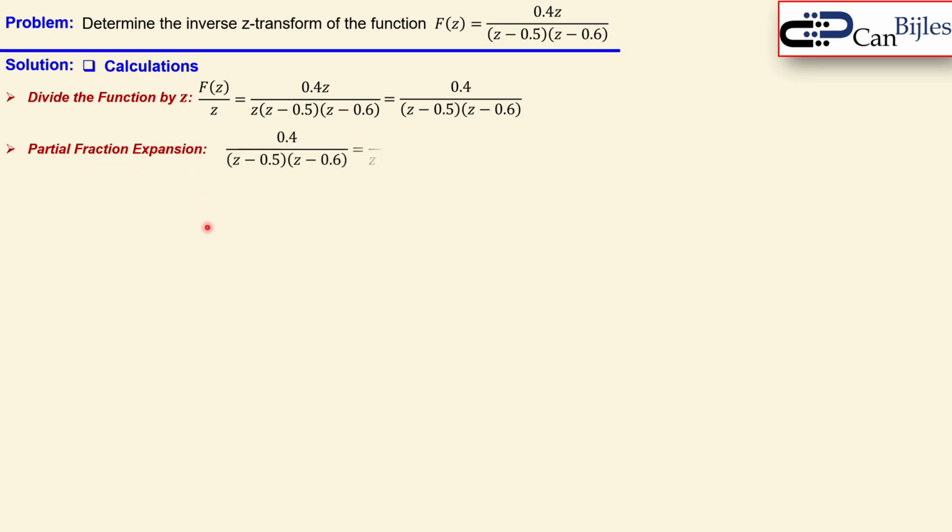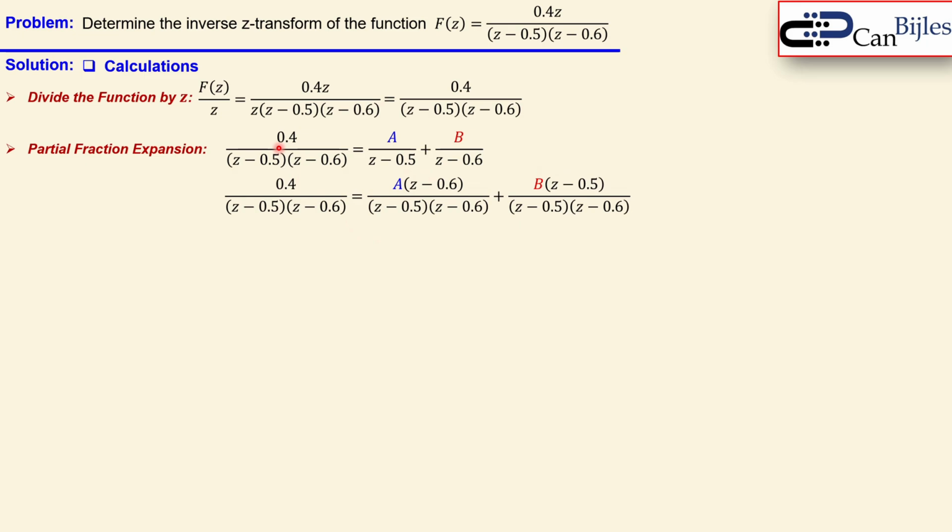Now, that goes like so. We expand this in two parts, so we divide it in two fractions, a summation of those two. We put the z minus 0.5 here and a z minus 0.6 here. In order to do that, you need to have your expression already in this factorization form. If you have it in the polynomial form, you need to convert that. Okay, and then what? Now we need to determine the constants A and B. If we know those, we can then determine the inverse later using the z-transform table.